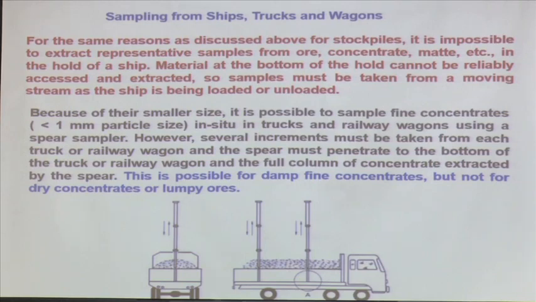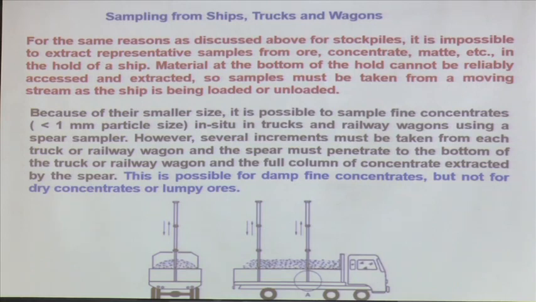So what we can suggest is, because of the smaller size, if I have very small size powder materials being transported through trucks, it is possible to sample fine concentrates less than 1 millimeter particle size in situ in trucks and railway wagons using a spear sampler. Spear sampler means it can go to the depth, and then you can take samples from different locations automatically. Why am I specifying less than 1 millimeter? This is possible for damp fine concentrates, but not for dry concentrates or lumpy ores. Why damp? Why not with fine?